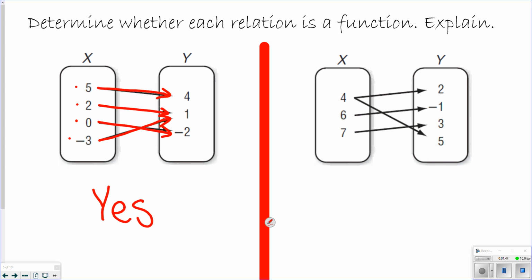Next up, we have our next example here. 4 is going to both 2 and 5. That is not allowed. Your x cannot go to more than one thing. So we would say, no, this is not a function.